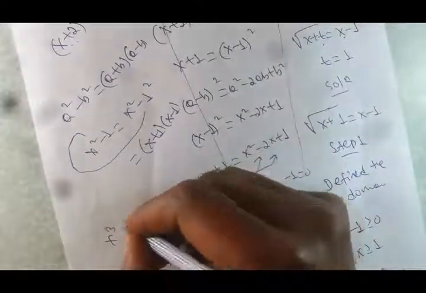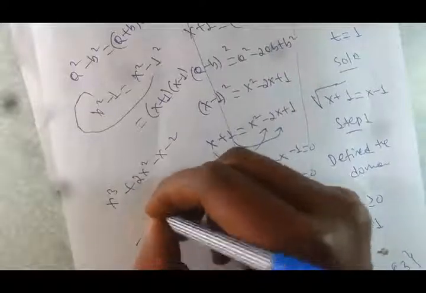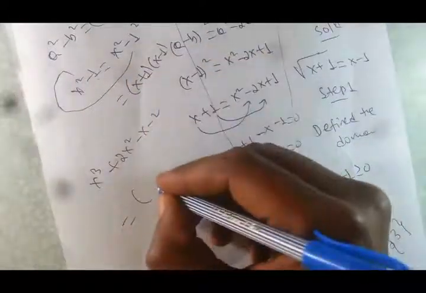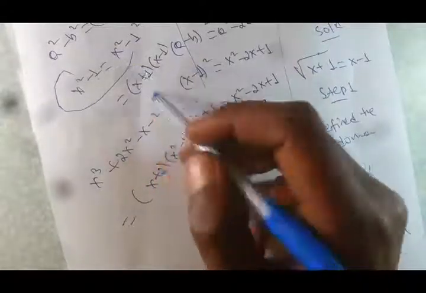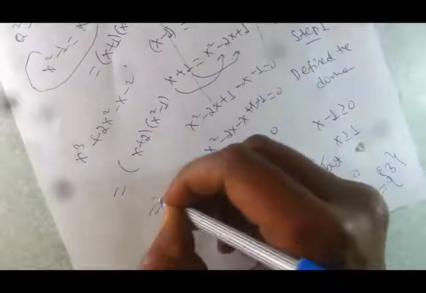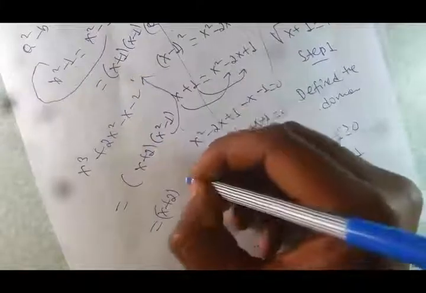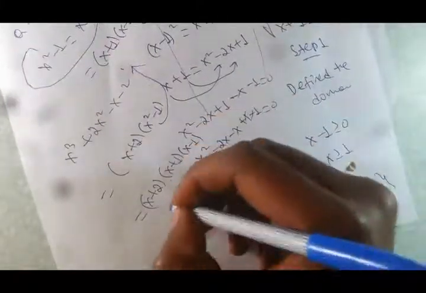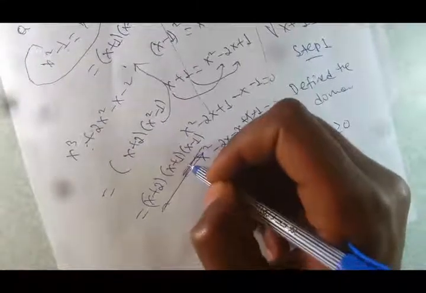plus 2x square minus x minus 2 can be factorized as, the first thing we found, x plus 2 times x square minus 1, and x square minus 1 is already factorized. X plus 2 times x plus 1 times x minus 1. Therefore when we factorize x cube plus 2x square minus x minus 2, this will be the factored form.